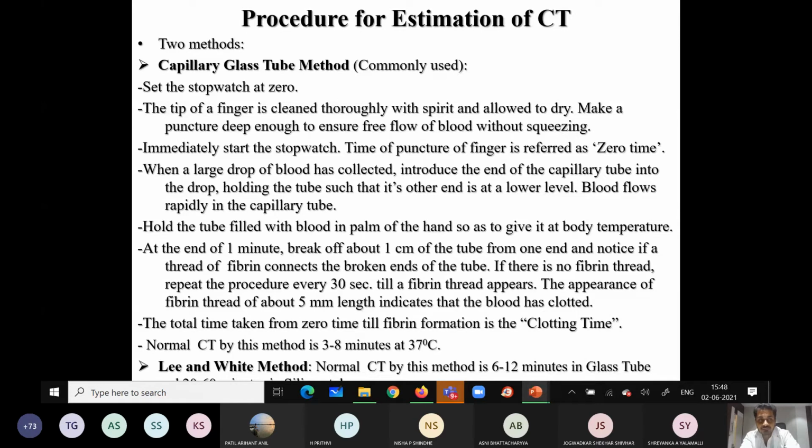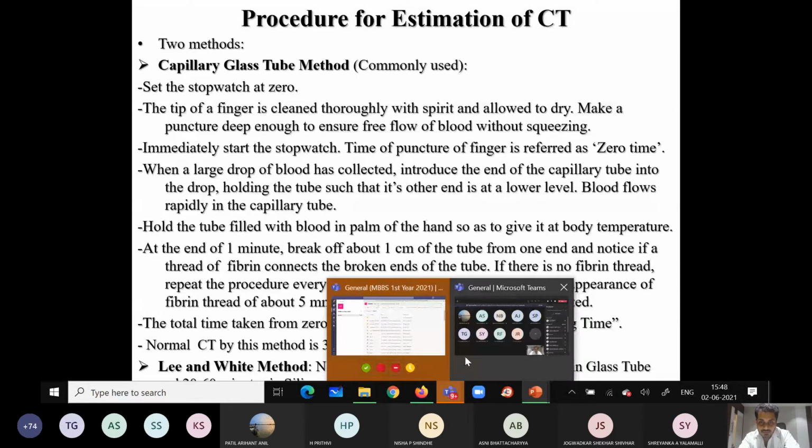Is it clear? Any confusion? Any confusion? No, sir. No, sir.